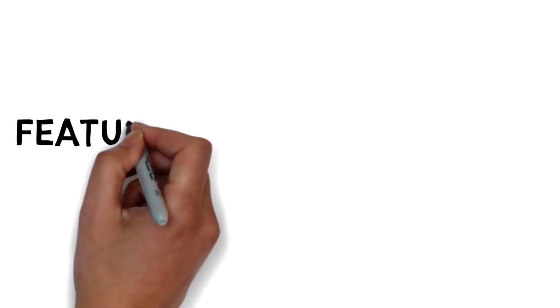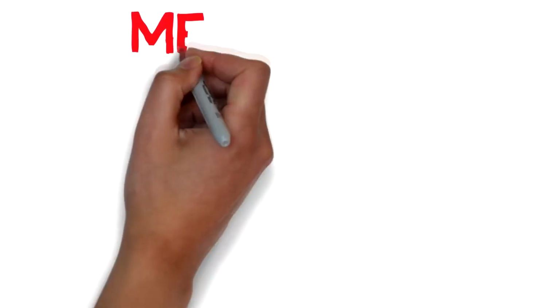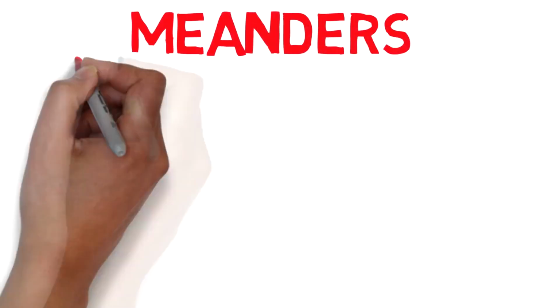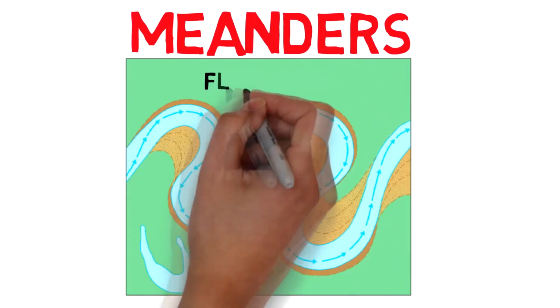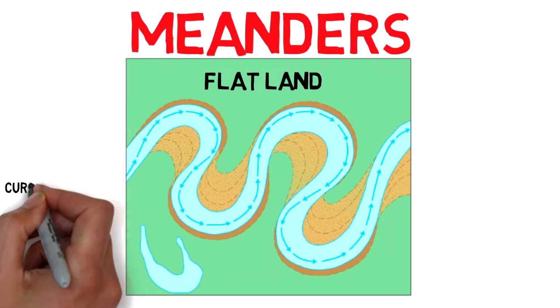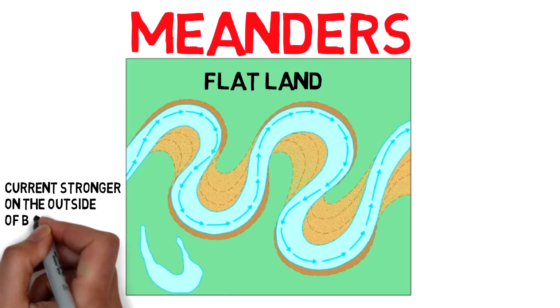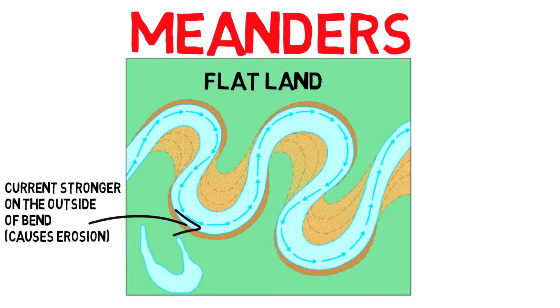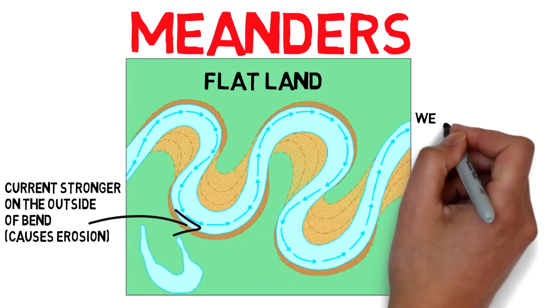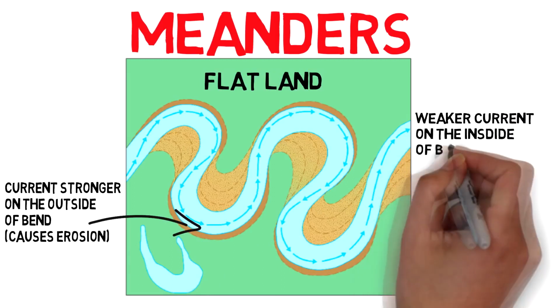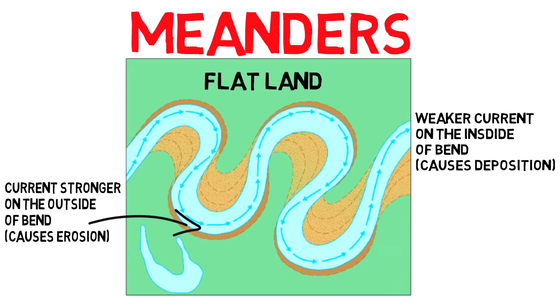So now that we're done with all the features of the youthful stage of the river, we can move on to the mature stage. The first feature of a mature river: meanders, or bends or curves in a river. As the land is much flatter than it was in the youthful stage, the river tends to swing from side to side. As it does this, the current will be stronger on the outside of the bend, and so erosion will take place, while on the inside of the bend, the current flows more slowly, so deposition, which is the unloading of the river's load, will take place.